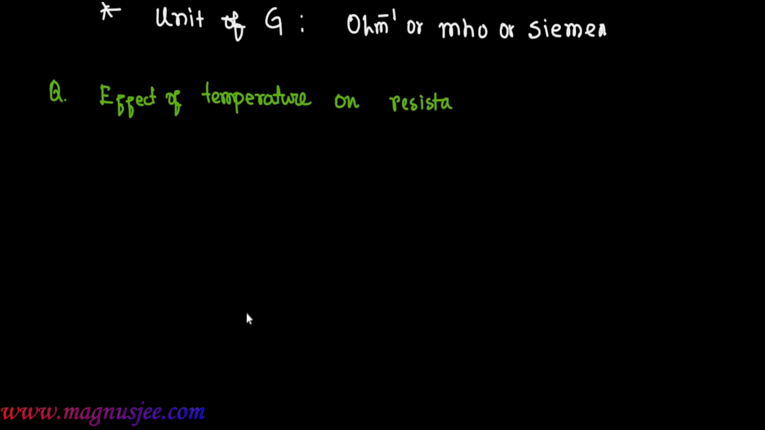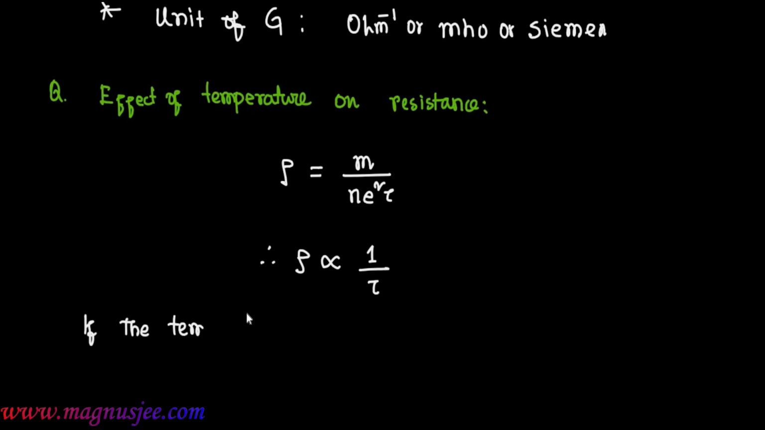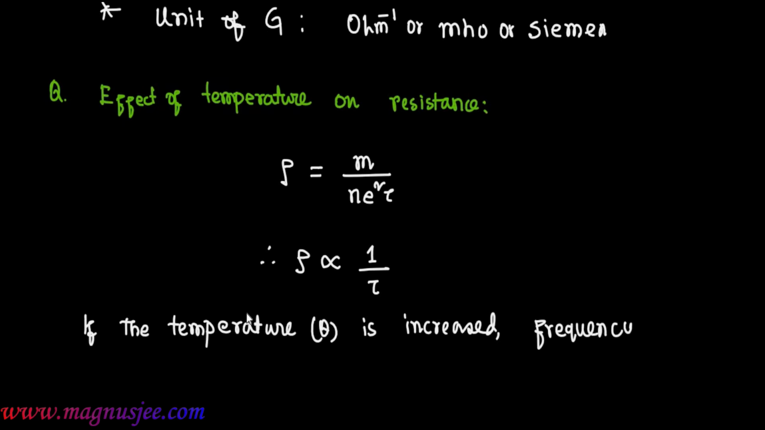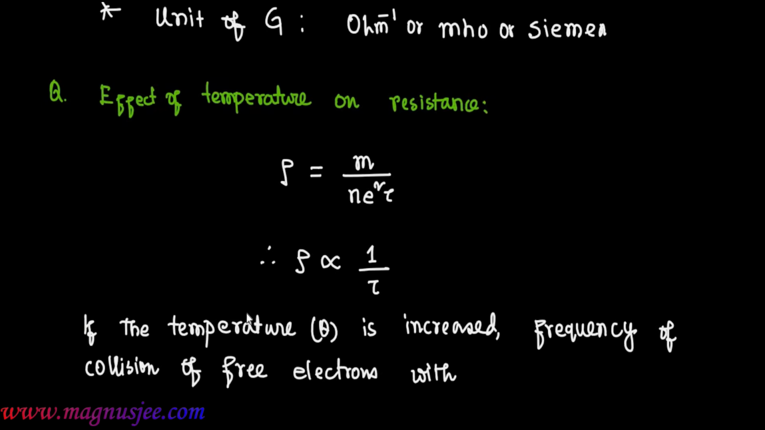Effect of temperature on the resistivity or resistance of a conductor. We know the expression of resistivity, rho equal to m divided by n squared tau. Therefore, rho is proportional to 1 by tau, which means resistivity is inversely proportional to relaxation time. If the temperature theta of the metallic conductor is increased, the frequency of collision of free electrons with the positive ions of the conductor also increases.